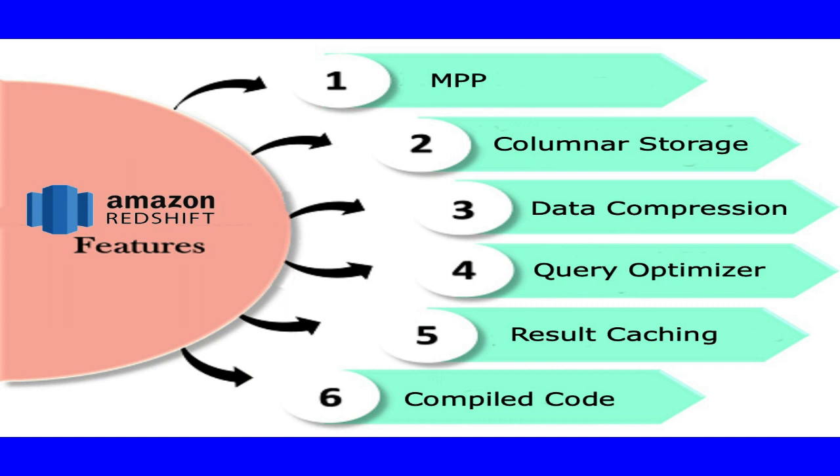Result caching. To reduce query execution time and improve system performance, Redshift caches the results of certain types of queries in memory on the leader node. When someone submits a query, Redshift checks the result cache for a valid cached copy of the query results. If a match is found in the result cache, Redshift uses the cached result and doesn't execute the query.